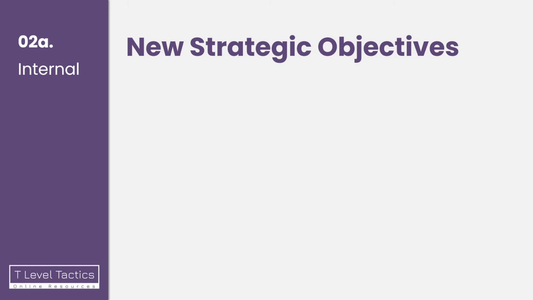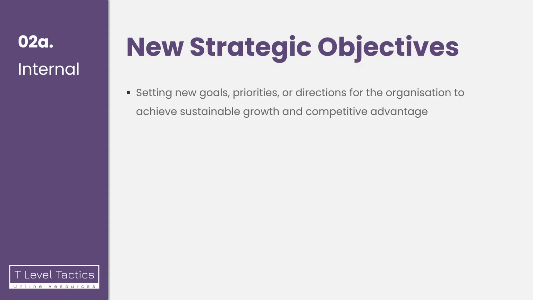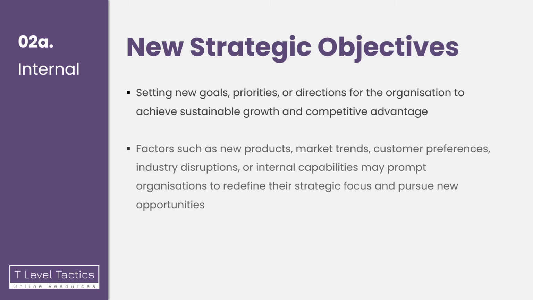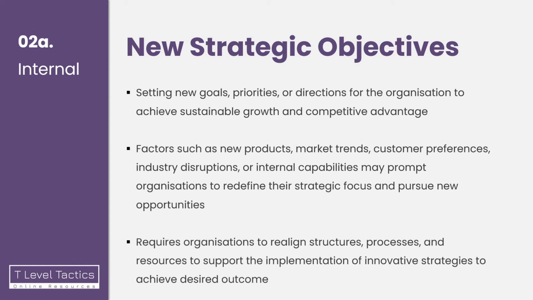Our final internal catalyst is new strategic objectives. This could be the setting of new goals, priorities, or a direction for the organization to achieve sustainable growth and competitive advantage. Factors such as new products, market trends, customer preferences, industry disruptions, or internal capabilities may prompt organizations to redefine their strategic focus and pursue new opportunities. It will often require organizations to realign structures, processes, and resources to support the implementation of innovative strategies to achieve the desired outcome.